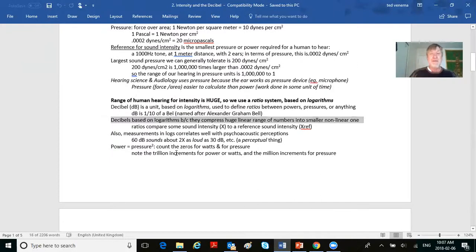Okay, decibels is based on logarithms because they compress a huge range of numbers into a smaller range. Ratios always compare something to something else. Just like I told you about the house. I said the apartment is twice as tall as the house. And to do that, you needed to know what the ground is. Well, what's the ground? 0 decibels SPL. And what's 0 decibels SPL stand for? Sound pressure level.